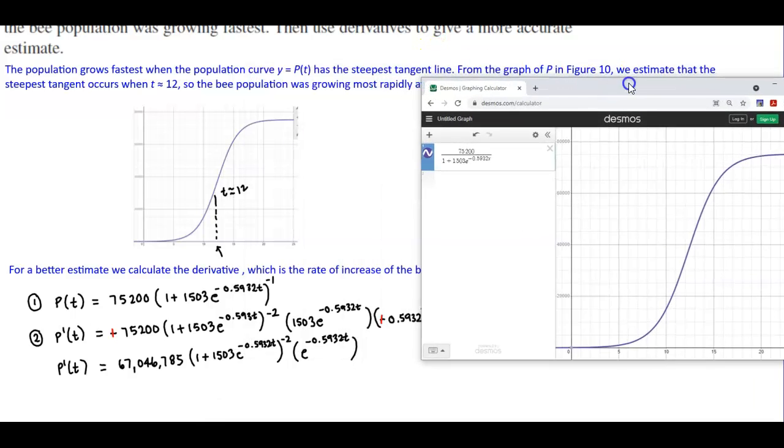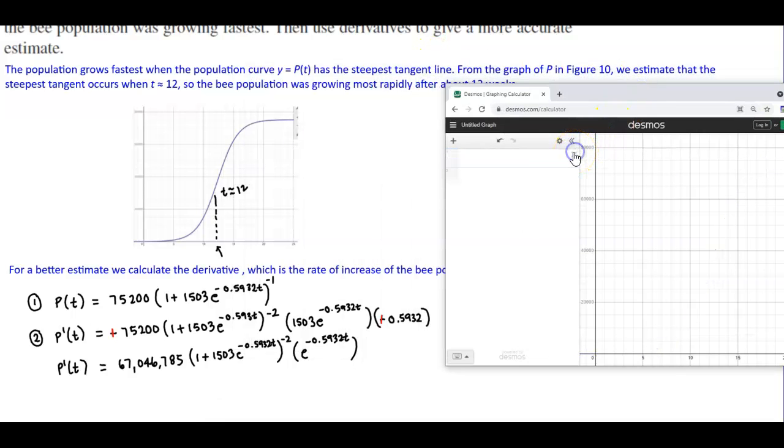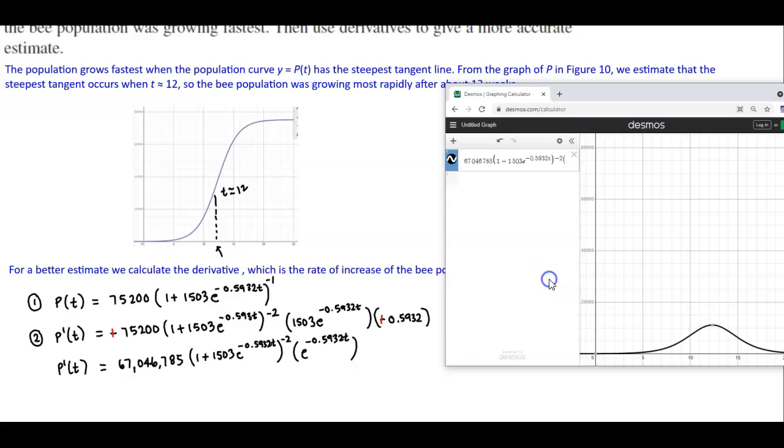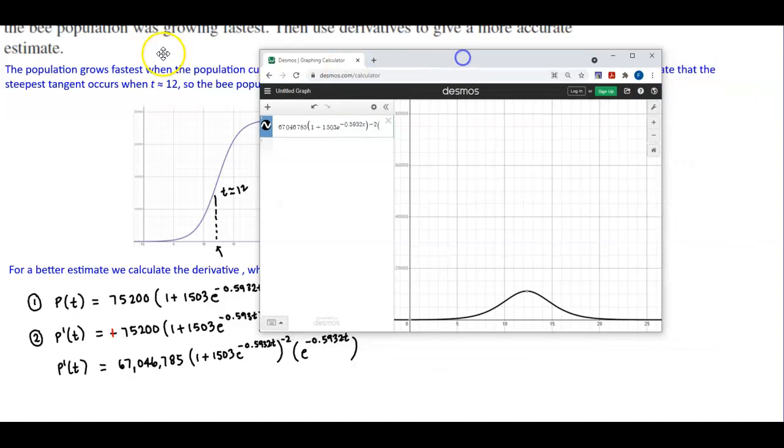So now let's graph our first derivative here. We have 67,046,785 times 1 plus 1503 e to the power of negative 0.5932x, and that's to the power of negative 2, times e to the power of negative 0.5932x. And so let's go ahead and see what happens on this graph.